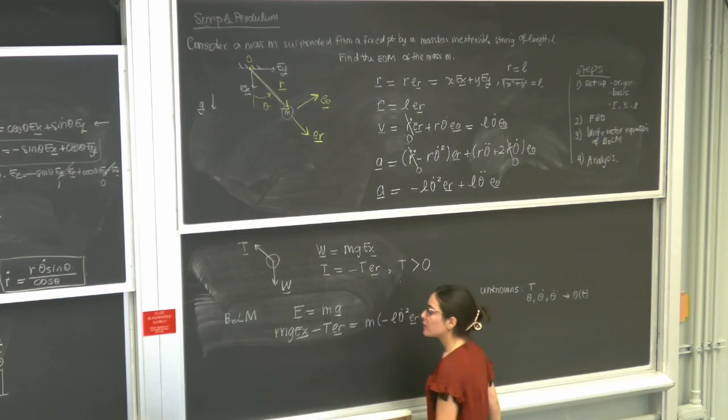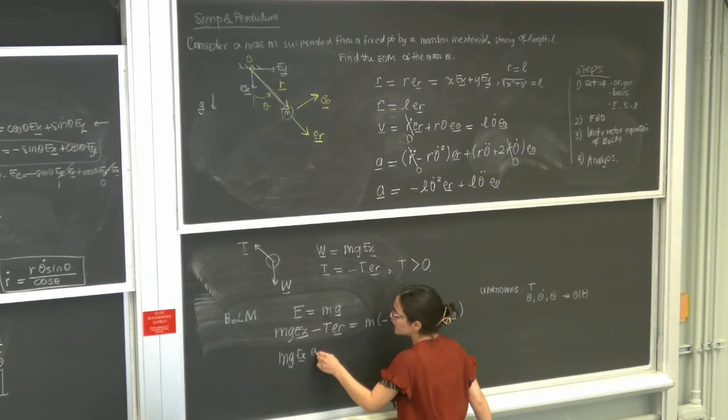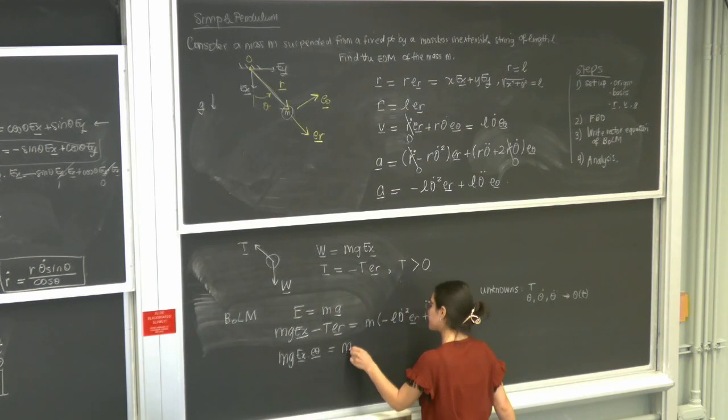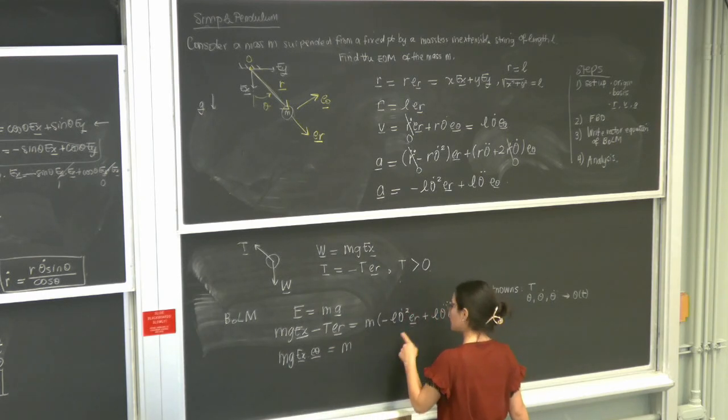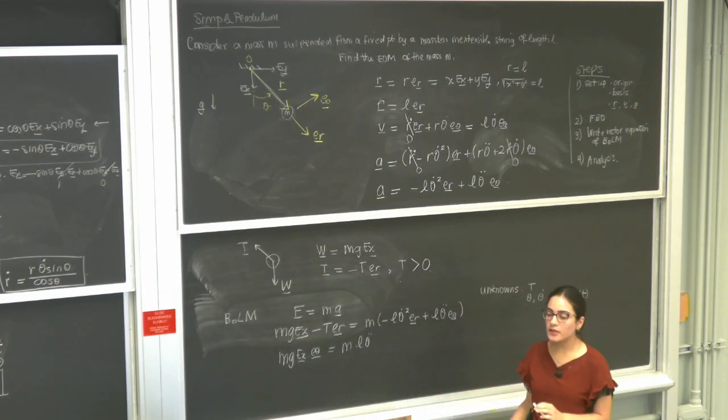If I project along E theta, will I get rid of this term? Yes. So I'll do mg Ex dot E theta is equal to m times, Er dot E theta is 0, and I'm going to get L theta double dot, E theta dot E theta is 1. Right? What is Ex dot E theta?